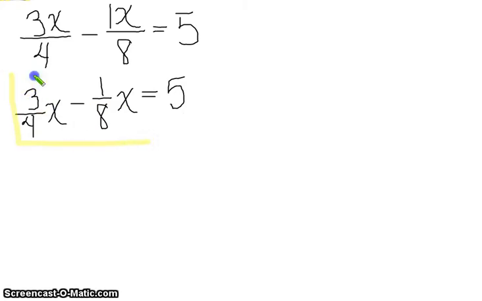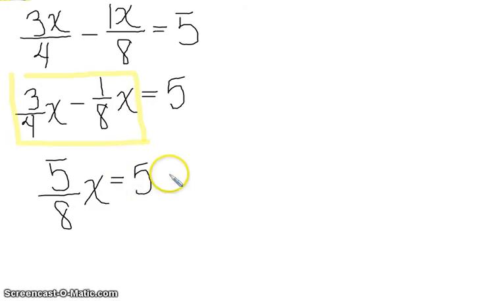So what we have here is just like terms, just like we've had in some of the other problems we've looked at. They both have the variable x. The coefficients there are 3/4 minus 1/8. So we can go ahead and do 3/4 minus 1/8 in our calculator, and that will give us 5/8 x equals 5.